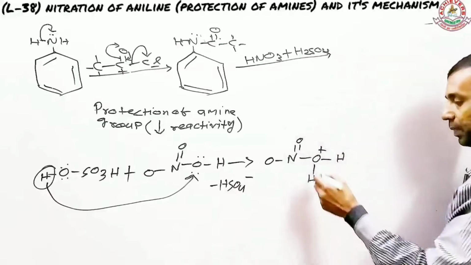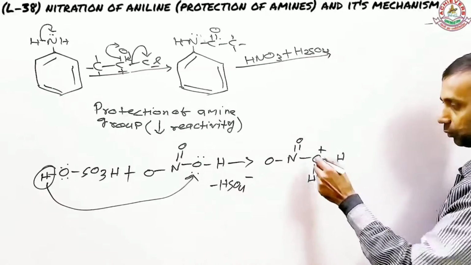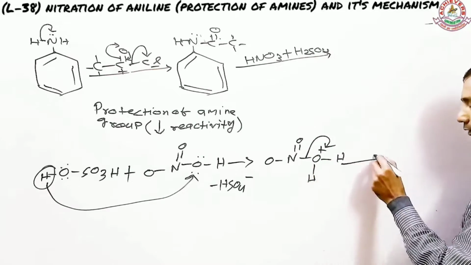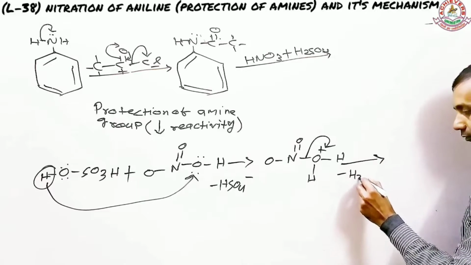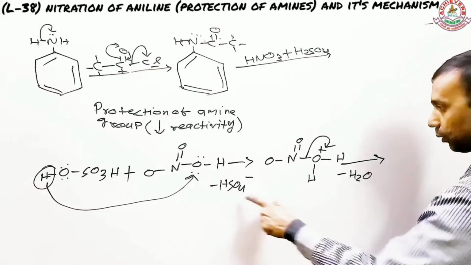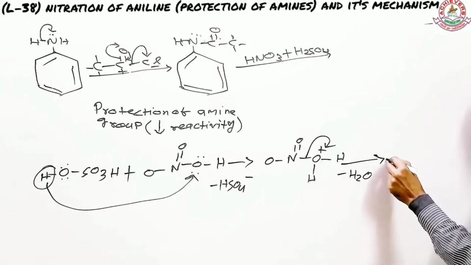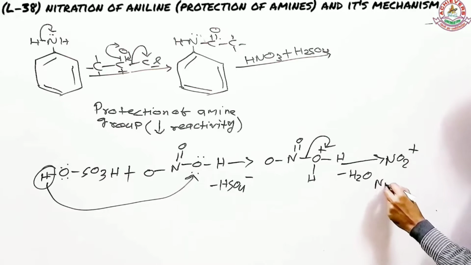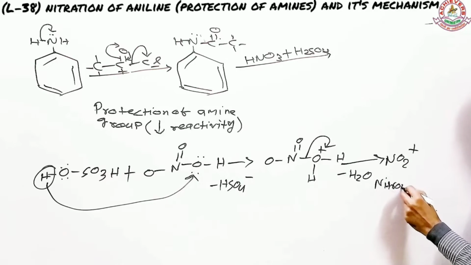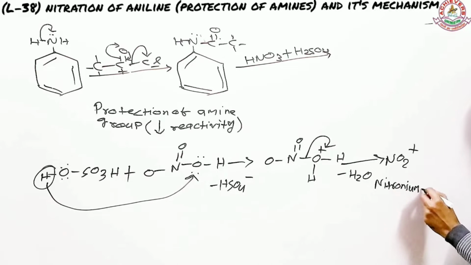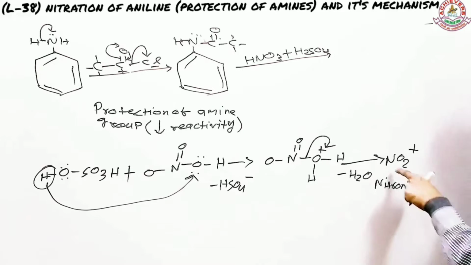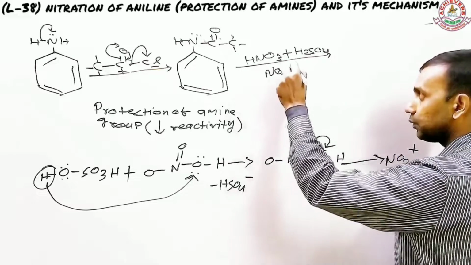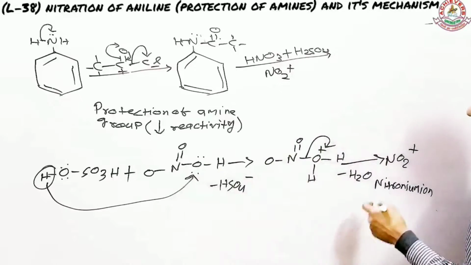Now let's concentrate here. Water here is a leaving group. So what will happen? This bond will undergo cleavage and this will come out as water. So the leaving group has come out and this finally remains as NO2 positive, and this is called the nitronium ion. So this is how you will get your electrophile, the nitronium ion. So the nitronium ion is coming because of this particular reaction.